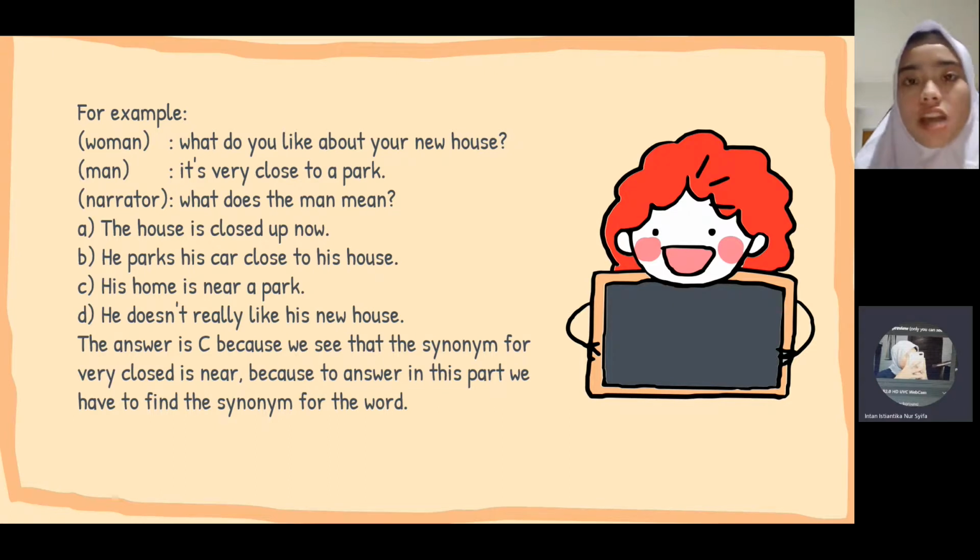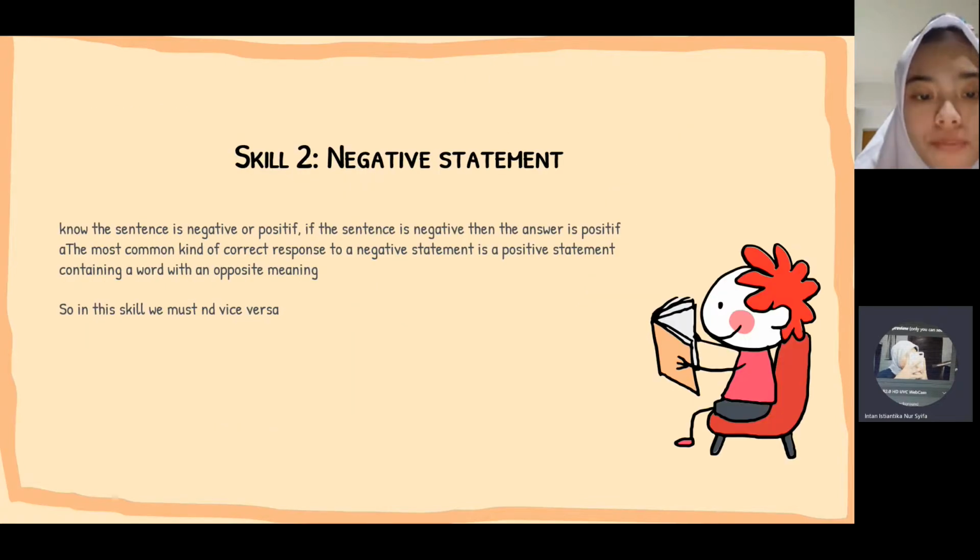And let's discuss skill 2. Skill 2 is negative statement. The most common kind of correct response to a negative statement is a positive statement containing a word with an opposite meaning. So in this skill we must know whether the sentence is negative or positive. If the sentence is negative, then the answer is positive and vice versa.